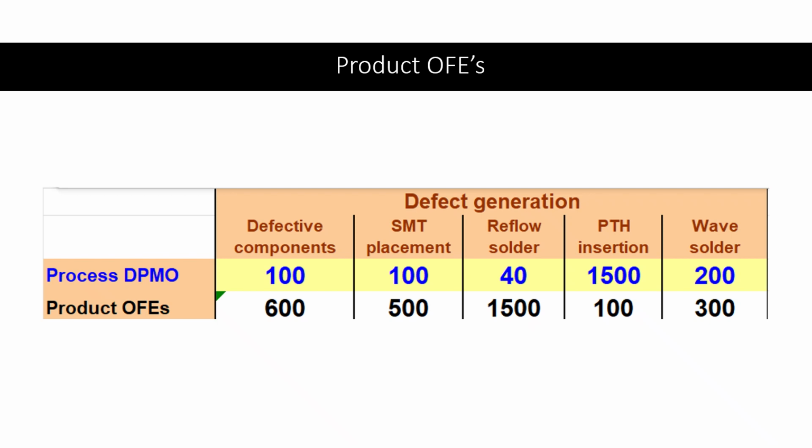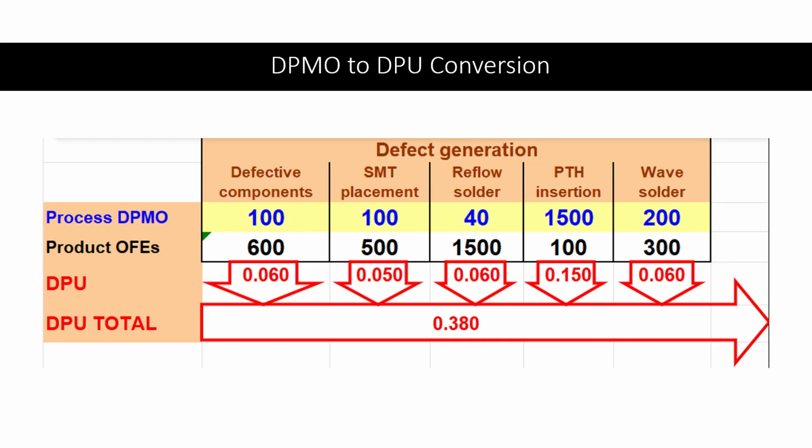Process DPMOs define the quality of our different process steps, and the OFEs are specific for each product type. The DPMO values for each process step are obtained from historical data of this process. There could be large differences between different board types, depending on the mix of large and small components in the board. On each step we can estimate the expected defects per unit. DPU is equal to DPMO times OFEs divided by 1 million.